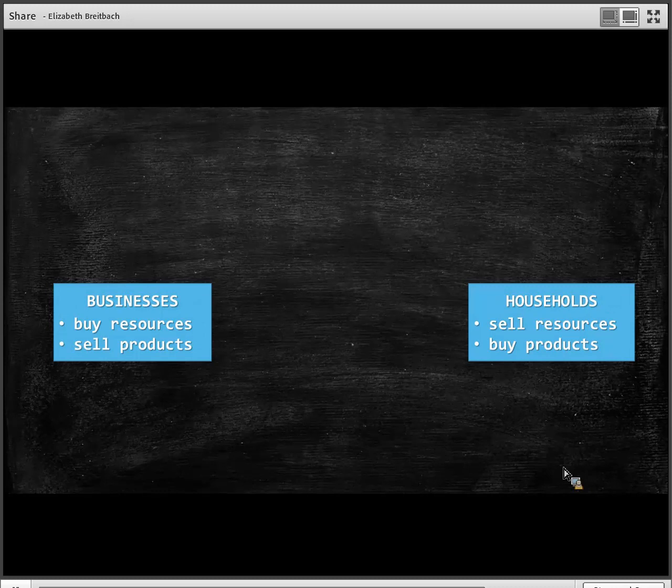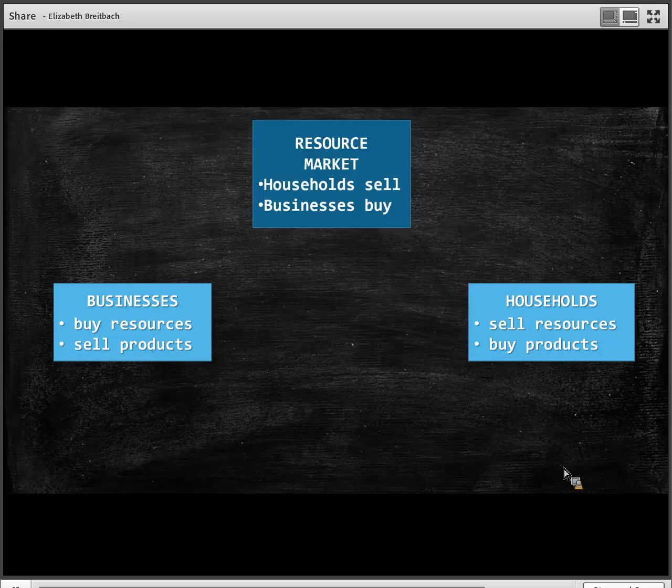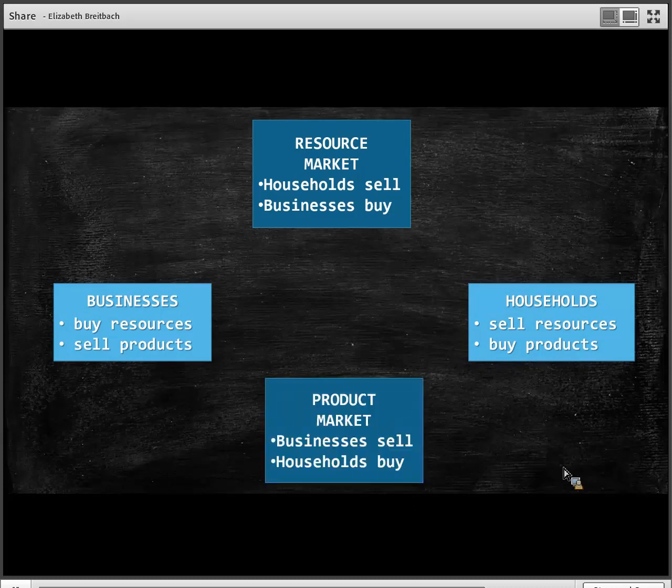So within this model, we not only have two agents, but we also have two markets. And the first market is probably one you're not as familiar with, but it's what we call the resource market. The resource market is where those factors of production flow. So households sell their factors of production in the resource market, and businesses go to the resource market to buy the factors of production.